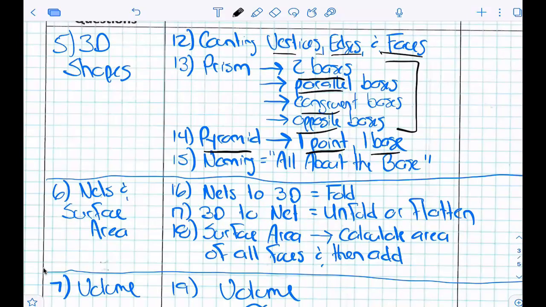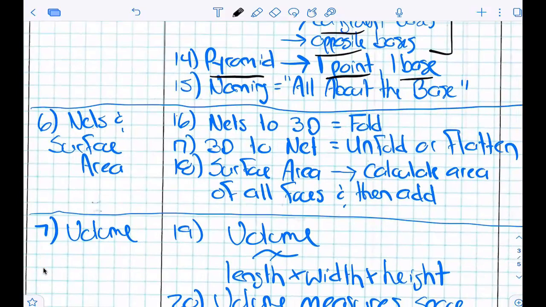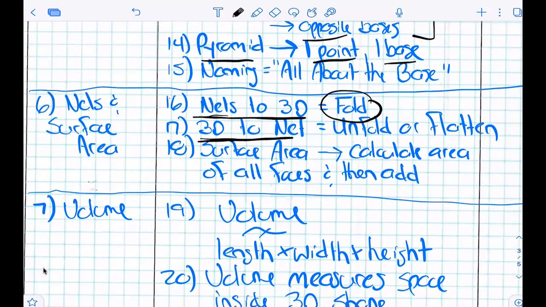Okay, number 6, nets and surface area. Nets. Okay, here we go. When you want to go from a net to a 3D shape, what do you have to do? You just fold it up, right? When you want to go from a 3D shape to a net, you do what? You unfold it or squish it, right? And then surface area is probably the one that's going to take us the longest. So when you get a surface area question on the test, you have to find the area of all of the sides and add them together, yes? Remember doing that?